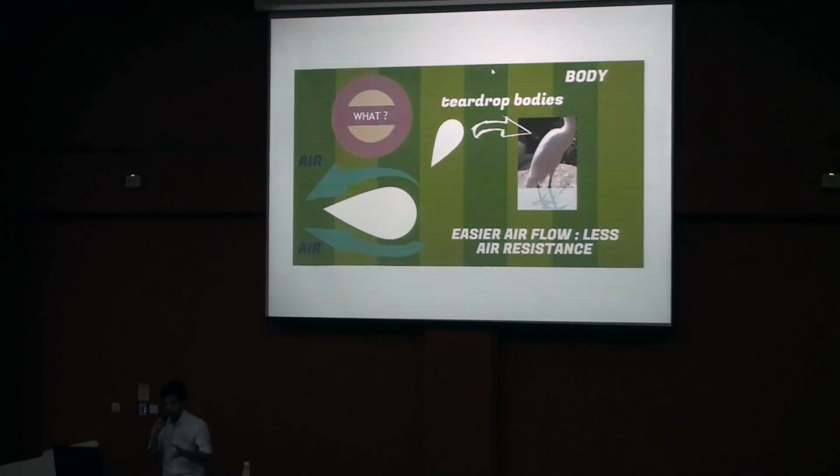Another property that the bird has that's aerodynamic is the body. Birds have a teardrop body. In a teardrop body the curvature is facing forward and the edge is facing the back, which creates an easier airflow. Easier airflow means less air resistance. In comparison, when the edge is in front and the curvature is behind, the air tends to collide more with the body, and then it slows down the bird.